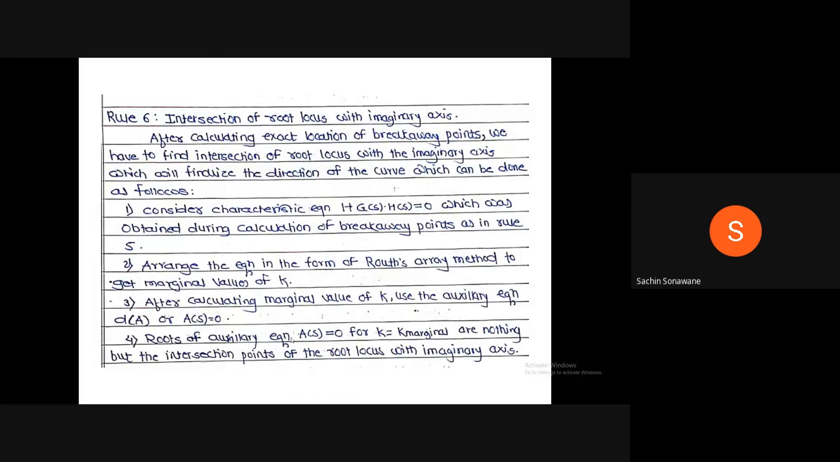Now intersection of root locus with imaginary axis. Imaginary axis means y axis. After calculating exact location of breakaway points, we have to find intersection of root locus with the imaginary axis, which will finalize the direction of the curve, which can be done as follows. Consider characteristic equation 1 plus G of S into H of S is equal to 0, which was obtained during calculation of breakaway points as in rule 5. Arrange the equation in the form of Routh's array.